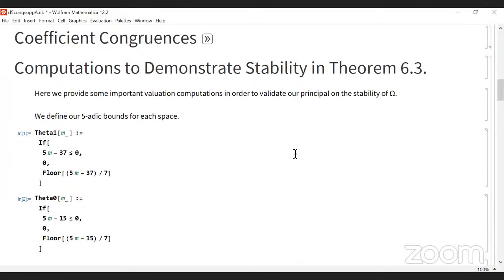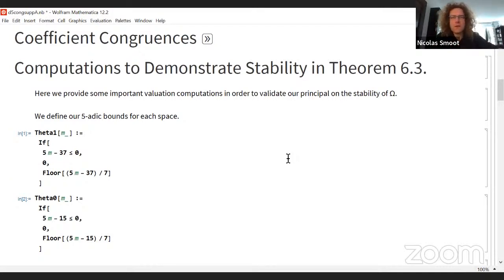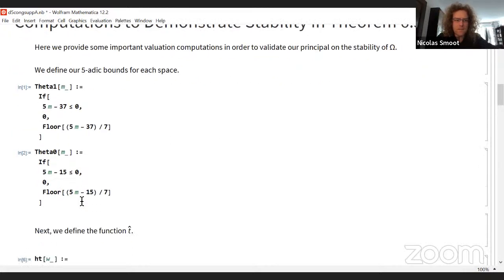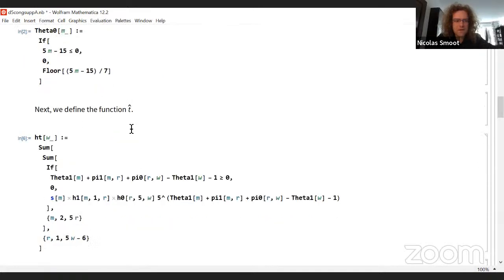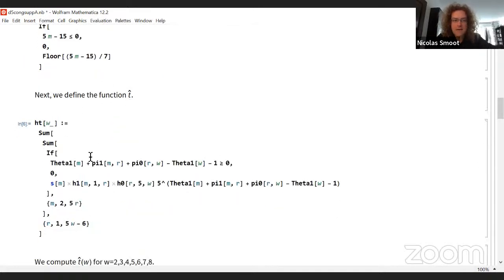Excellent. Okay, so what I'm going to do is construct that T of W function I just showed you. There's a bit of computer algebra here, but it's not that much. Theta 1 and theta 0 are just the powers of 5 that we have to worry about. I define the function T, which I'm calling T hat, but it's very similar to what we just saw. I have a double sum, with Sm times H1 times H0 times 5 to that long power.